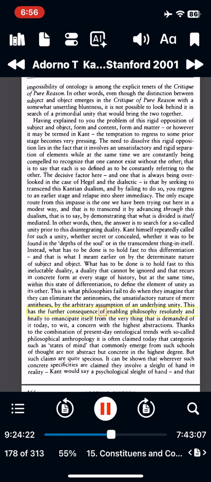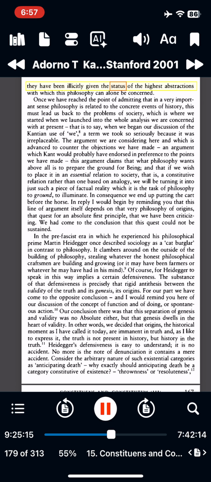This has the further consequence of enabling philosophy resolutely and finally to emancipate itself from the very thing that is demanded of it today, to wit, a concern with the highest abstractions. Thanks to the combination of present-day ontological trends with so-called philosophical anthropology, it is often claimed today that categories such as states of mind that commonly emerge from such schools of thought are not abstract but concrete in the highest degree. But such claims are quite specious. It can be shown that wherever such concrete specificities are claimed, they involve a sleight of hand in reality. Kant would say a psychological sleight of hand, and that they have been illicitly given the status of the highest abstractions with which this philosophy can alone be concerned.